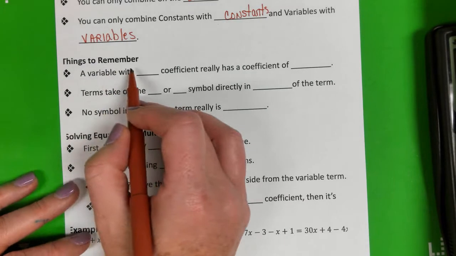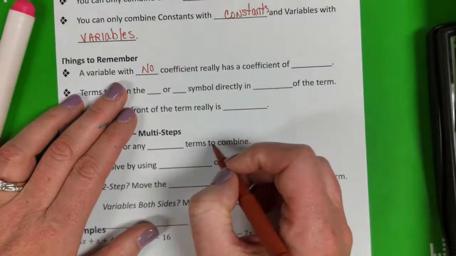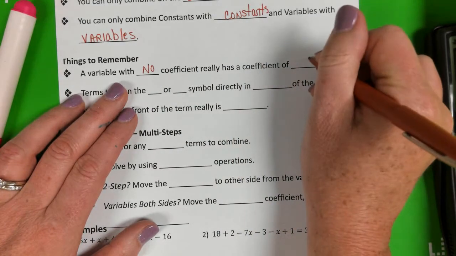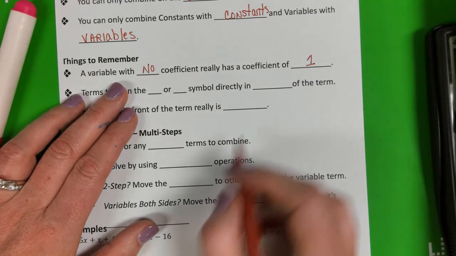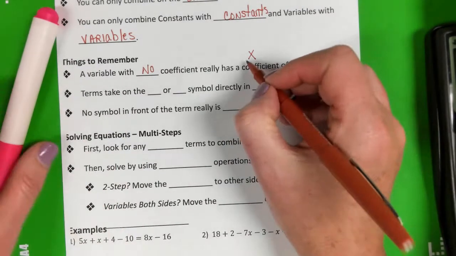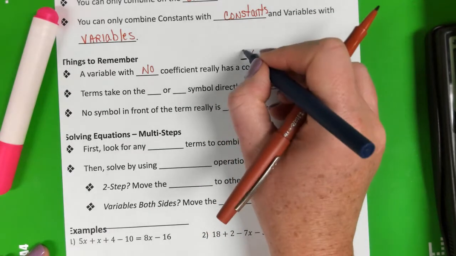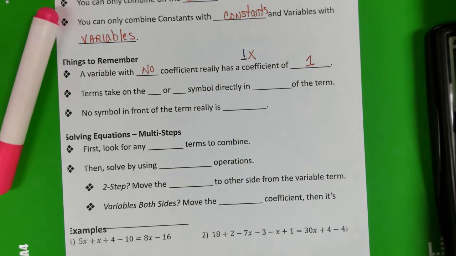Some things to remember. A variable with no coefficient really has a coefficient of 1. Let me give you an example. If we just had x, remember that this understood coefficient, the number out front, is a 1. So that's the same thing as 1x.